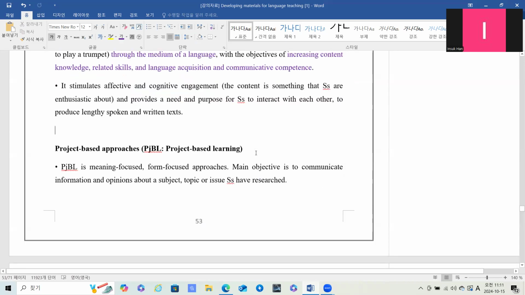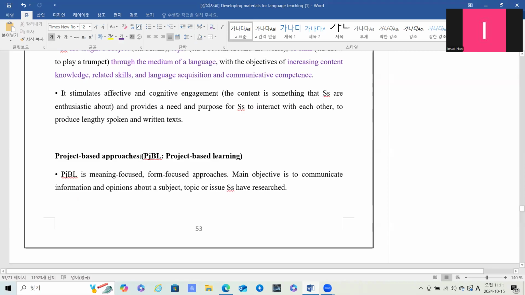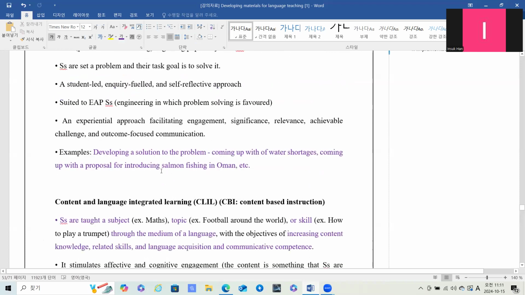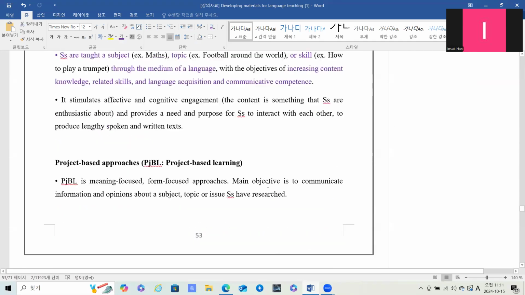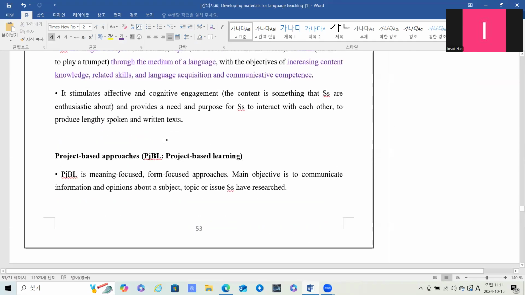The last one is the project-based approach. This can be abbreviated as PJBL. Some research uses this one as PBL. In that case, PJBL can be very confused with the concept of PBL, this one. But they are a little bit different.